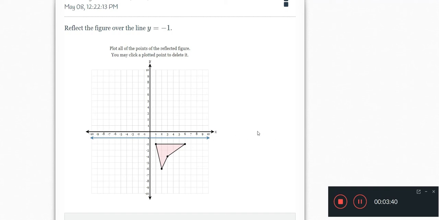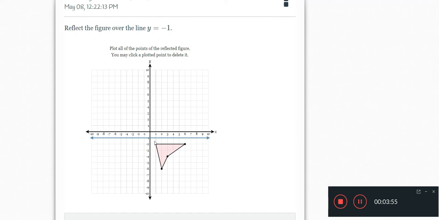It says pick all of the points of the reflected figure. You may click a plotted point to delete it. All right, so that's important to know. So what I'm going to try and do here is if I'm trying to reflect this image over this blue line, you're going to count the distance it is from that line.